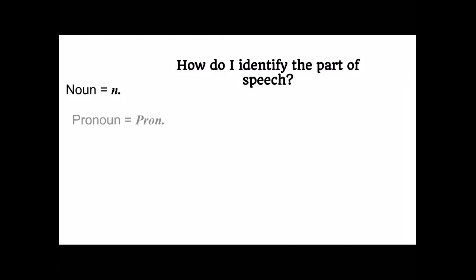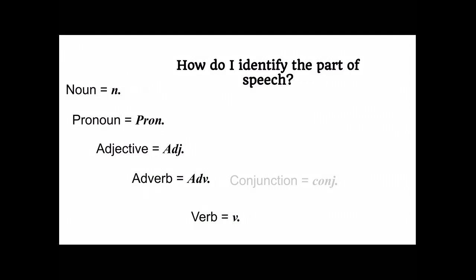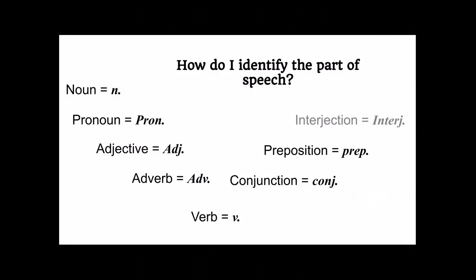A noun is an N. Pronoun is PRON. Adjective is ADJ. Adverb is ADV. A verb is a V. Conjunctions, CONJ. Prepositions, prep. Interjections, interj. These little abbreviations you'll find in the dictionary, and it'll just tell you what part of speech it is. It's fine to look these up.